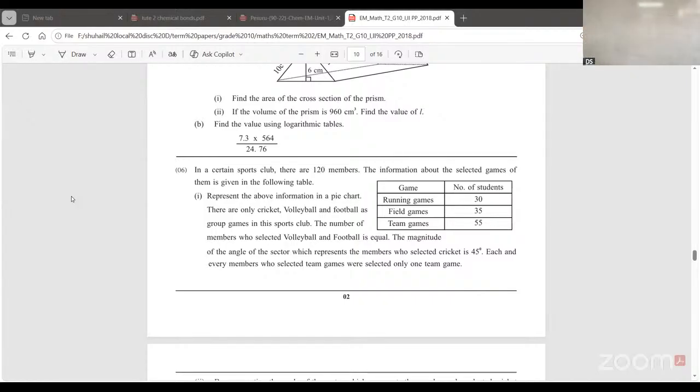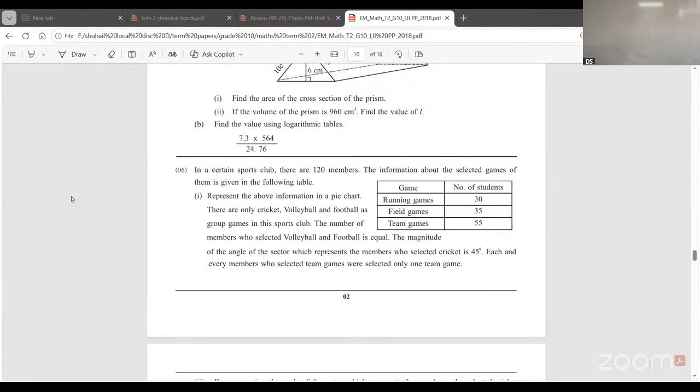Number 6. In a certain sports club, there are 120 members. The information about the selected games of them is given in the following table. Represent the above information in a pie chart. There are only cricket, volleyball, and football as group games in the sports club.